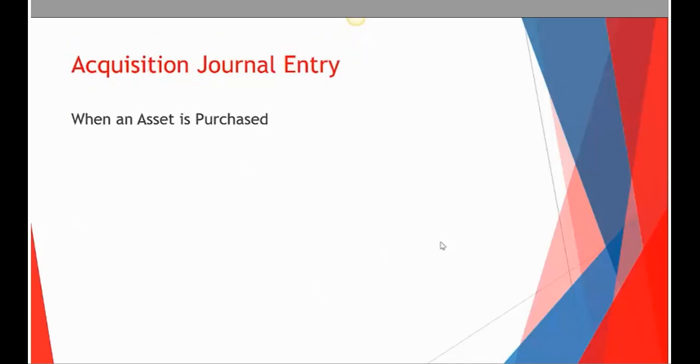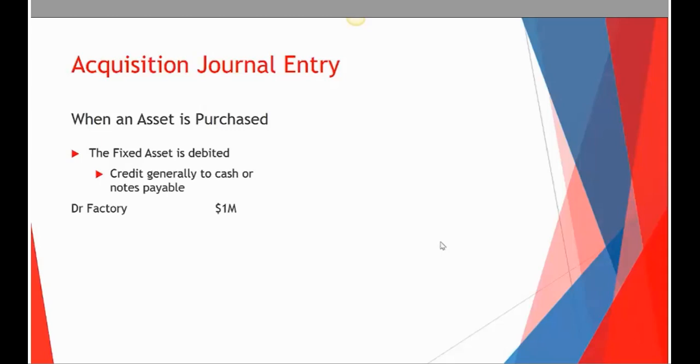That's right. Anyway, all right, so what are the journal entries with this process? First we're going to look at when an asset is purchased. When we purchase it, we debit whatever fixed asset account it is, and then our credit is generally going to be to cash or to notes payable. So what does that look like? Debit to factory, assuming we paid $1 million for a factory, and then we credit notes payable for $1 million. Or a mortgage payable.